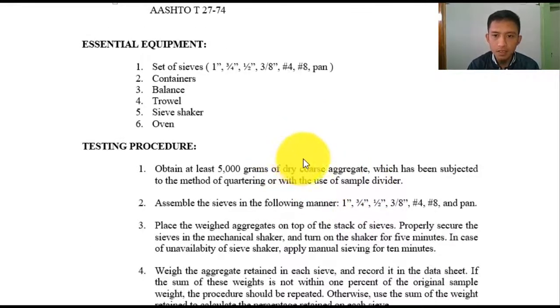But you need to bear in mind that the sample should be subjected to the method of quartering or use of a sample divider. Again, that is explained. Why do we need to apply this in getting a sample size? We will not just get any part of the stockpile. We need to apply quartering or use a sample divider.